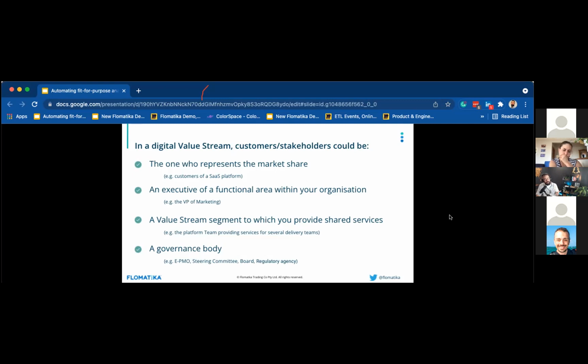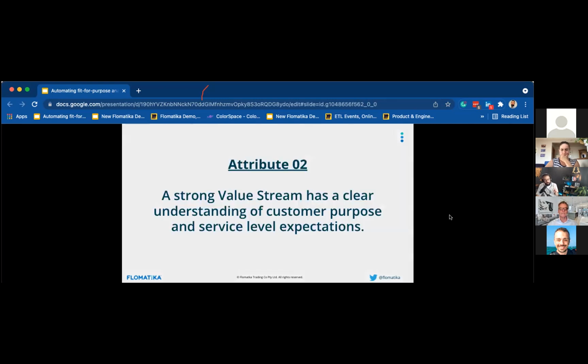You need to understand that you have multiple sources of demand. You need to understand the purpose of each of those customers when they are consuming your product and service. What are the fitness criteria for them and the thresholds, so that you can cater for each of those. So that's one bit.